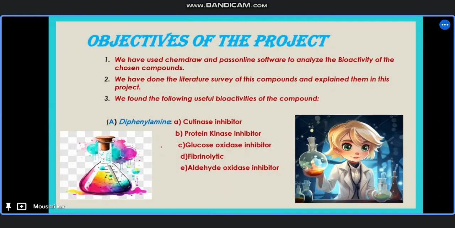Objectives of the project. First, we have used ChemDraw and PASS Online software to analyze the bioactivity of the chosen compounds. Second, we have done the literature survey of these compounds and explained them in this project. And third, we found the following useful bioactivities of the compounds. First, diphenylamine and its bioactivities: cutaneous inhibitor, protein kinase inhibitor, glucose oxidase inhibitor, fibrinolytic, aldehyde oxidase inhibitor.